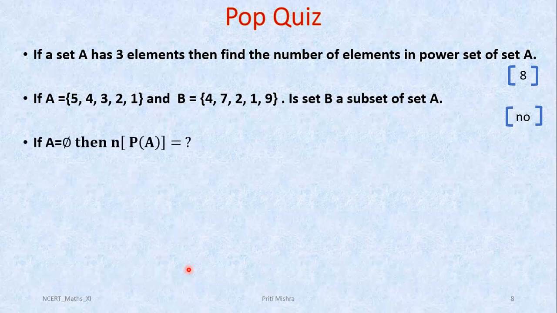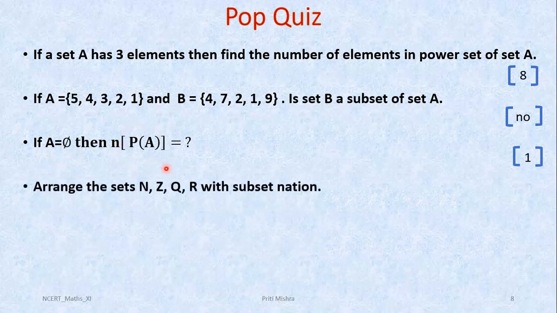Next question: if A = phi, then n(P(A)) is equal to what? That means the number of elements in the power set of A. You have to find it out. The answer is 1, because we can write the element phi as an element in the power set. So we will have the answer 1.